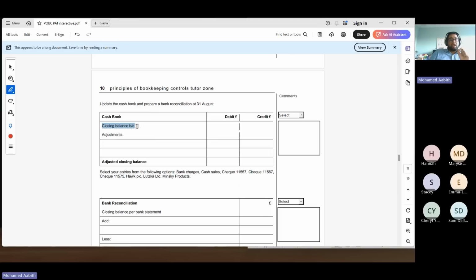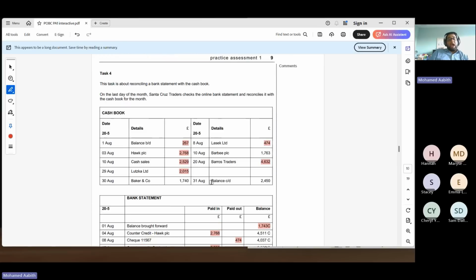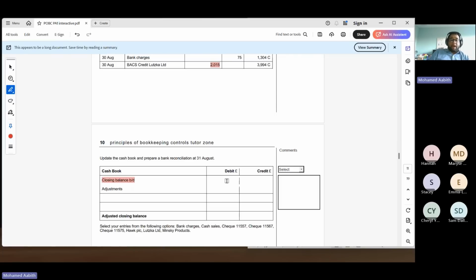So what they're saying here is closing balance brought down. If I look at the cash book, I have the closing balance carried down. That amount was 2,450. So the same amount will now go on the debit side, 2450.